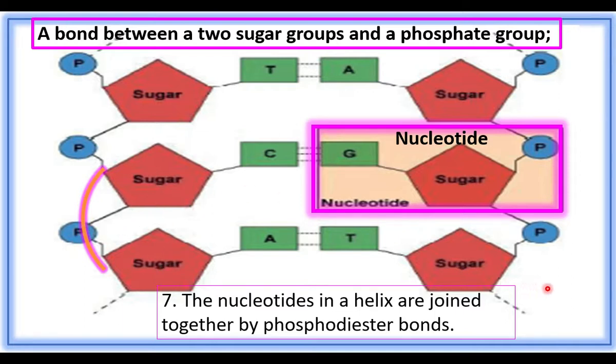So this is about the structure of DNA. In higher classes we will learn a more detailed account of DNA.